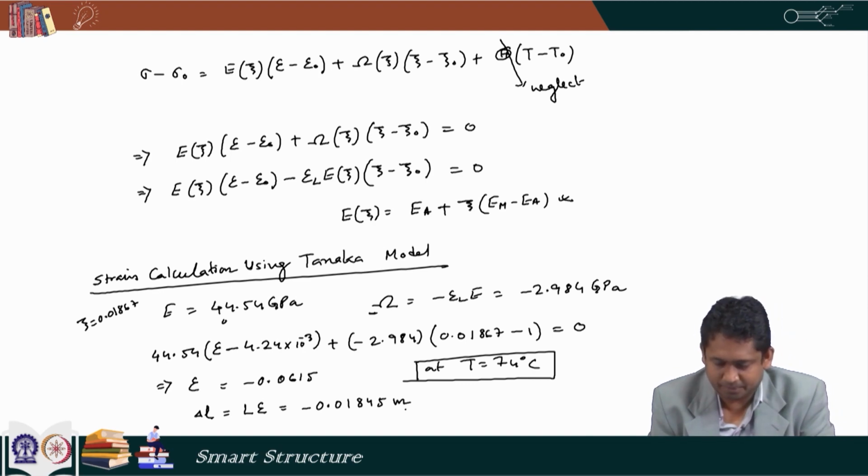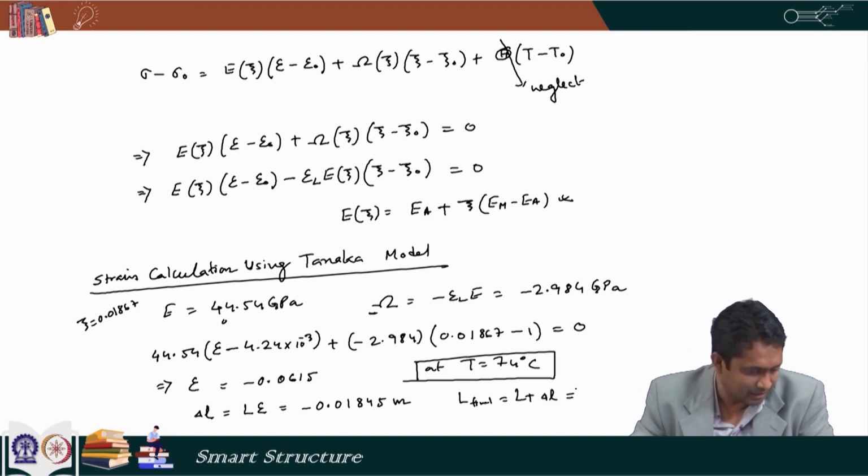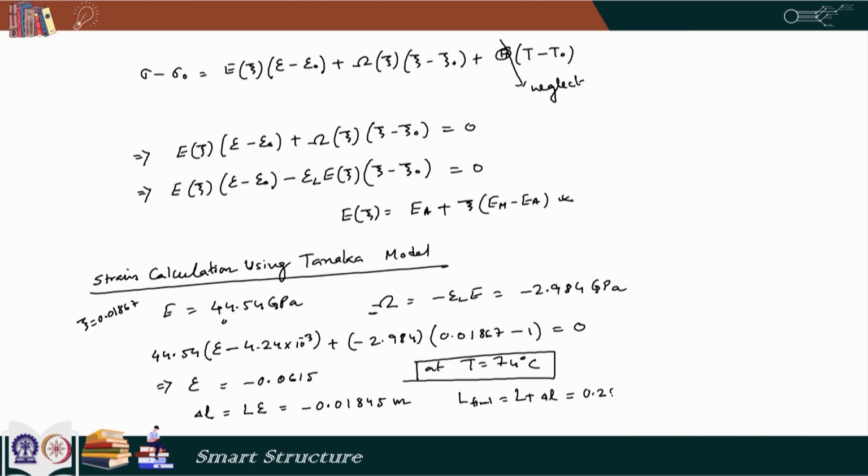and that is in meter, and then we can find out the final length, we can call it the L final, and that is L plus delta L, and then we get 0.2815 meter. So, we can say that now the tip position is at a distance 0.2815 from the fixed end.